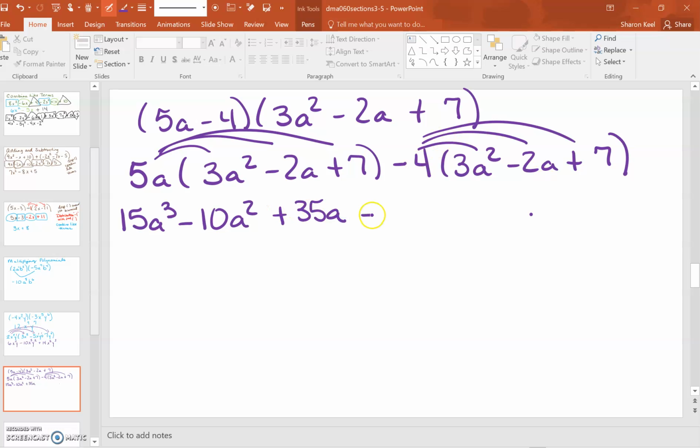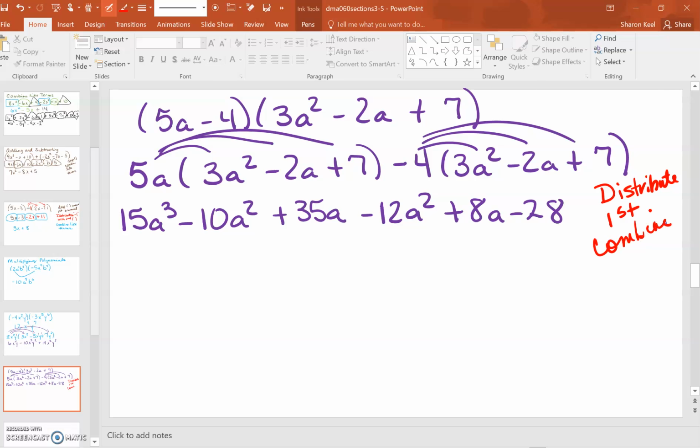On the second part, we have -12a squared plus 8a and then minus 28. So we distribute first. And then after we distribute, we are now going to combine like terms. When we're combining like terms, we need to remember descending order, okay? So there is only one term that has a cubed, so 15a cubed.